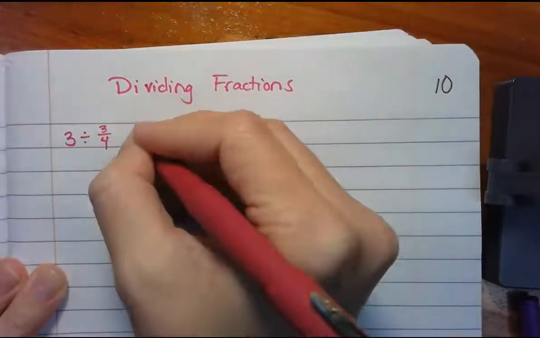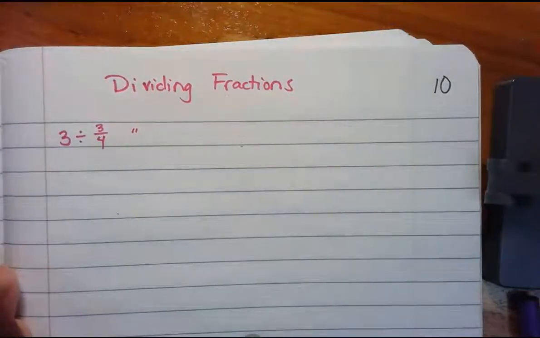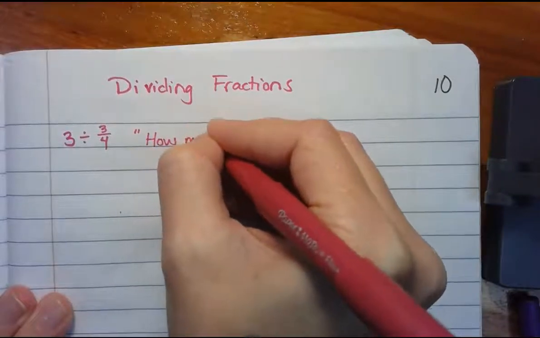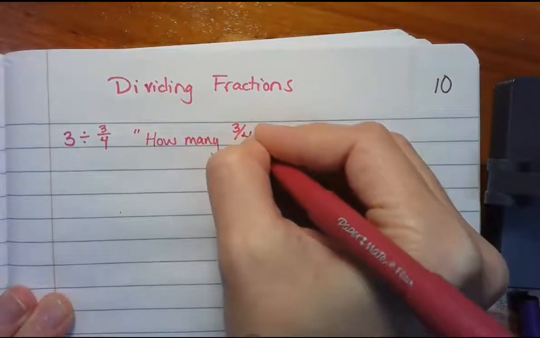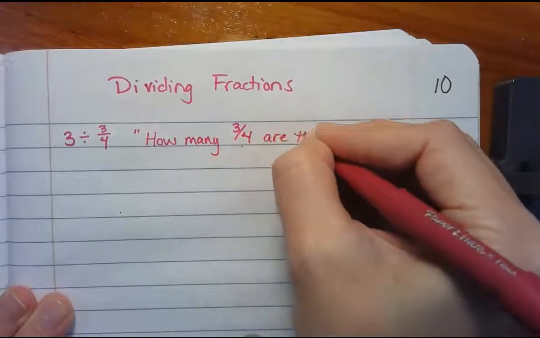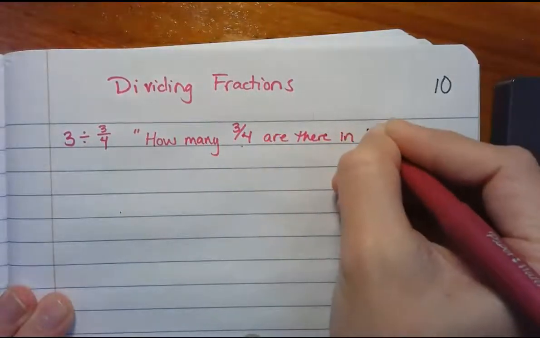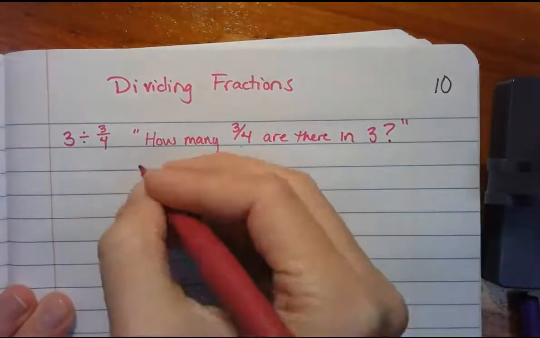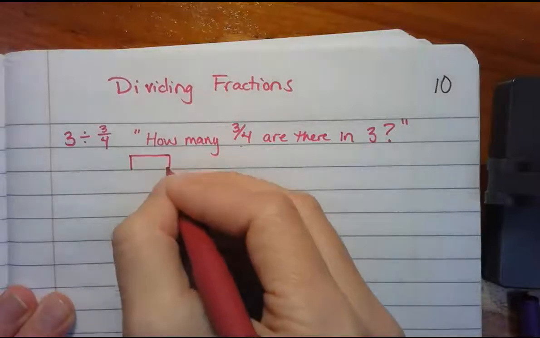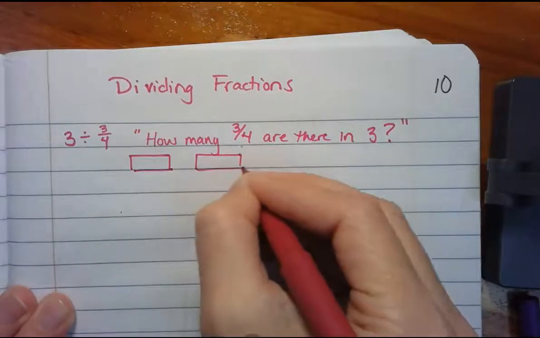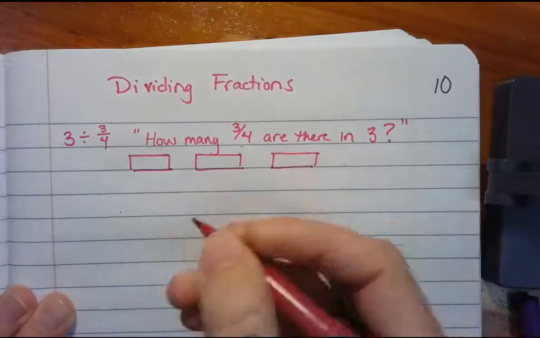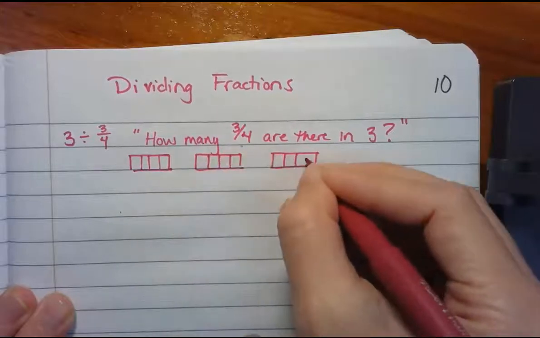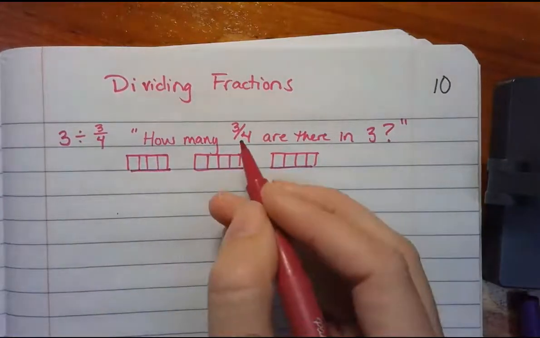What we're really asking ourselves here is, how many 3/4 are there in 3 wholes? So how many 3/4 are there in 3? And if I wanted to draw a little tiny picture to represent this, I could draw 3 wholes. So here's 1, 2, 3. I could cut them up into fourths. Fourths would be 3 lines, 1, 2, 3. And I want to know how many 3/4 are there in 3.